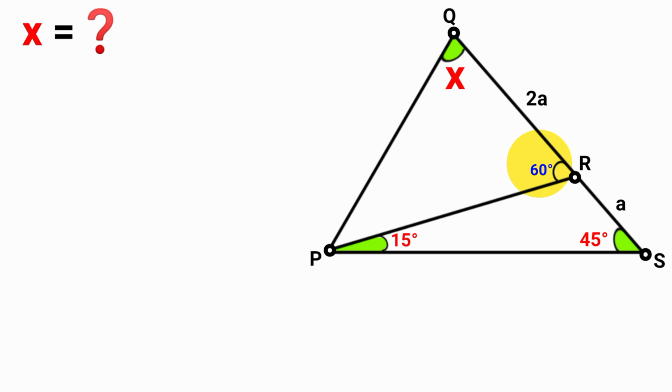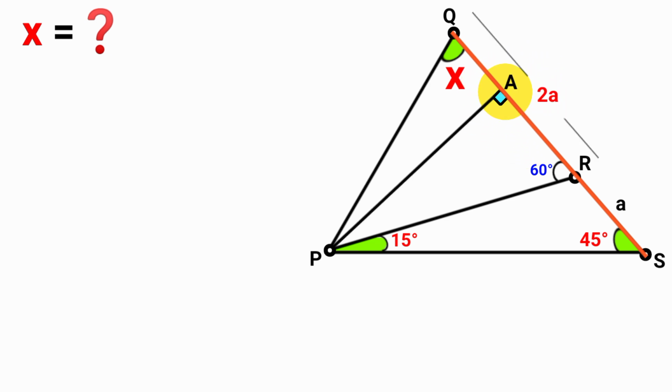Now the next thing we are going to do, from this vertex P, we draw a perpendicular to this line QS. Call this point A. This segment AR, we assume its length to be 1. Now look at this triangle APR. It is a right angle triangle and we have the size of this angle to be 60 degrees.